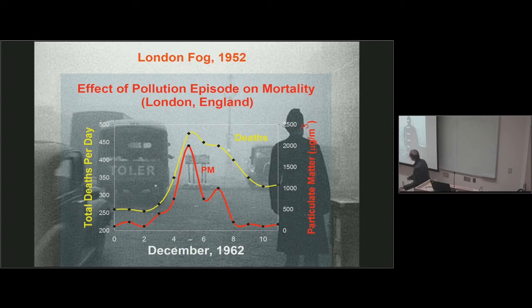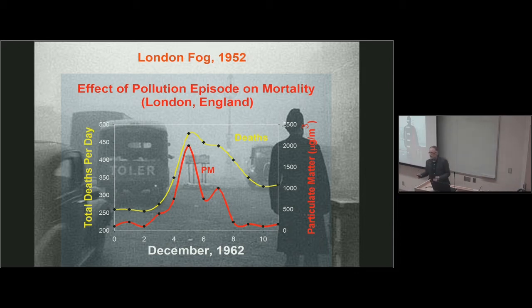This is the level of particulate matter over about a one-week period in London in early December. This is one for 1962. Particulate levels were going from about 200 micrograms per meter cubed all the way up to about 2,000. And the number of deaths in London every day is around 250, and that dramatically rose up to almost double, almost 500 deaths, and then they gradually go down.